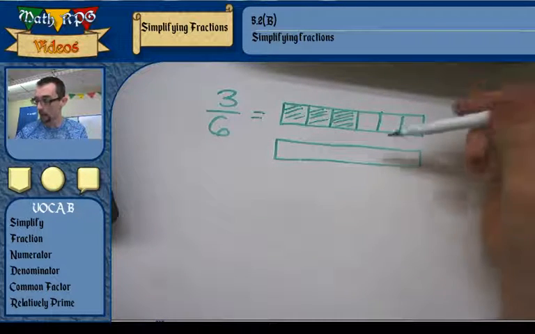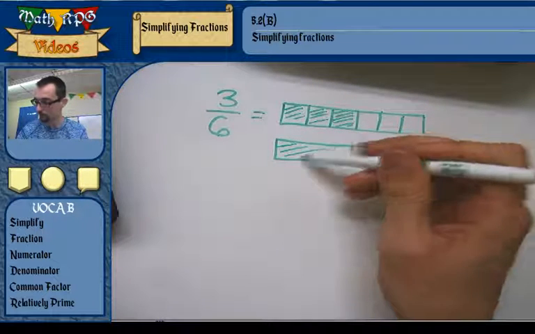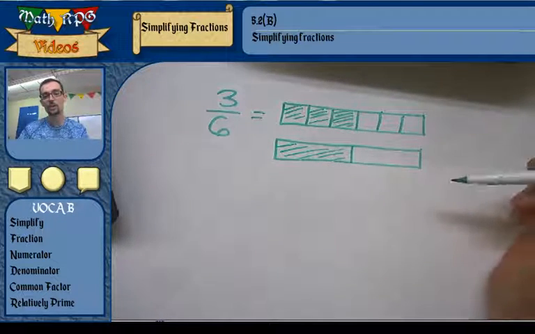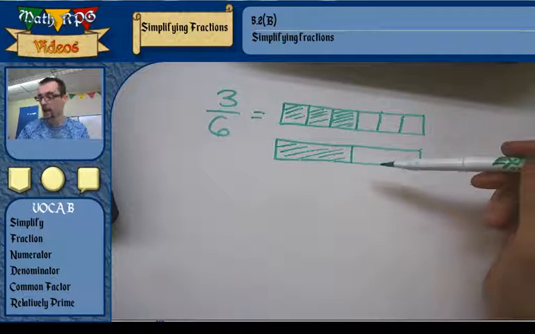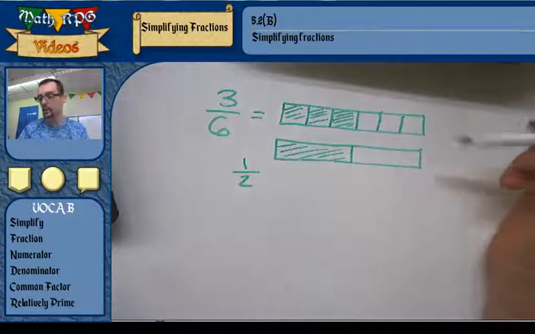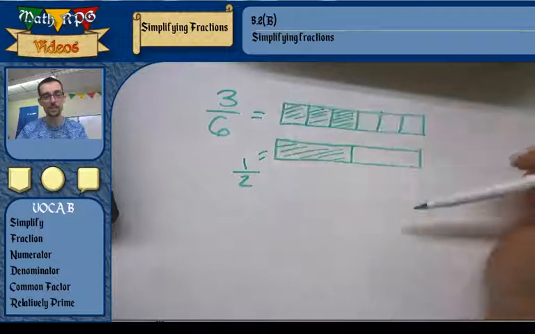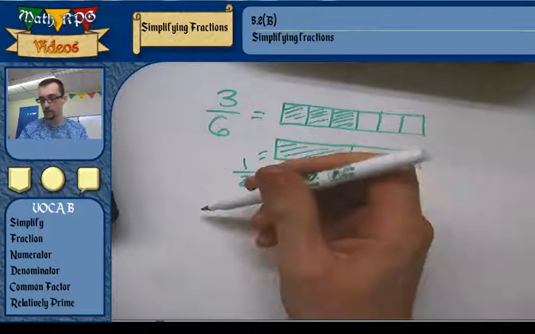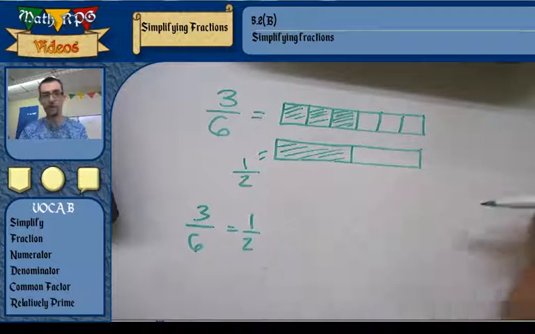In this case, I could actually just break my candy bar in half and give him all of that, right? See how that's simpler? You're cutting into fewer pieces. And indeed, if he had 1/2 of a candy bar, he would be eating the exact same amount of candy as if he were eating 3/6. So we can say that 3/6 and 1/2 are equivalent fractions. They are exactly the same.